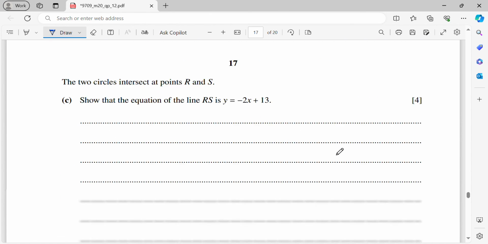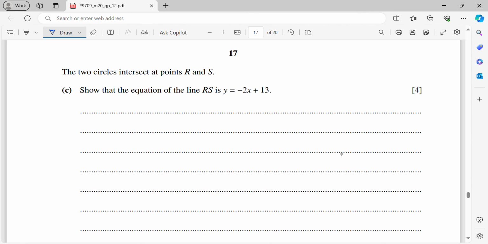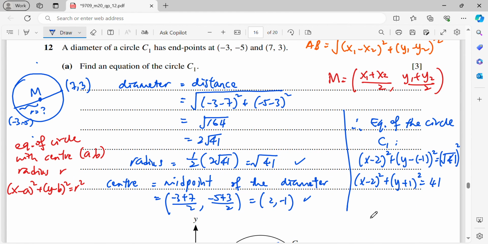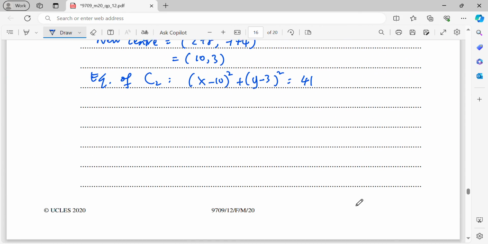Right? Now, the two circles intersect at R and S. Find or show that the equation of RS equals to this. Means that now I need to solve simultaneous equations. So then it will be x minus 2 squared plus y plus 1 squared is 41.